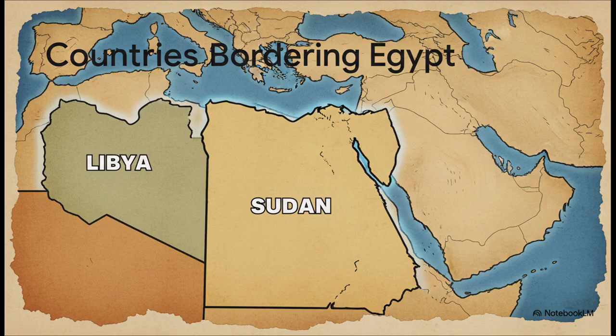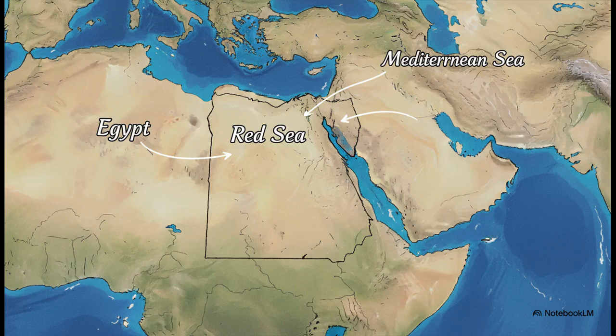You're doing great. Okay, one last geography question for this section. Name the 2 seas that Egypt borders. You know the drill. Pause and think. And the answers are the Mediterranean Sea to the north and the Red Sea to the east. You are a geography star.